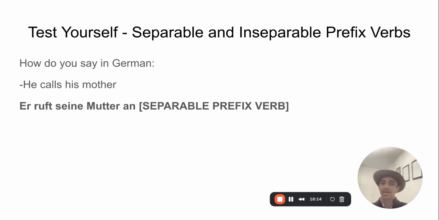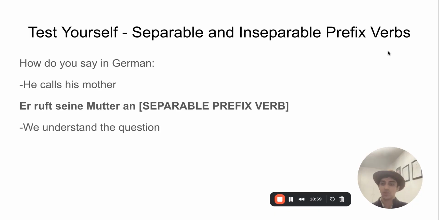So, er ruft seine Mutter an. This is an example of a separable prefix verb. So, anrufen, as I said, is the infinitive. That consists of the separable prefix an, and then the main or base verb, rufen. So we conjugate that main verb or base verb. Rufen becomes ruft in the third person singular. And this is the present tense, of course. He calls would be the present tense in English and in German. And that separable prefix, which was an, goes right to the end of the clause or sentence here. And it becomes ruft seine Mutter an. Okay, so that's an example of a separable prefix verb in the present tense again.